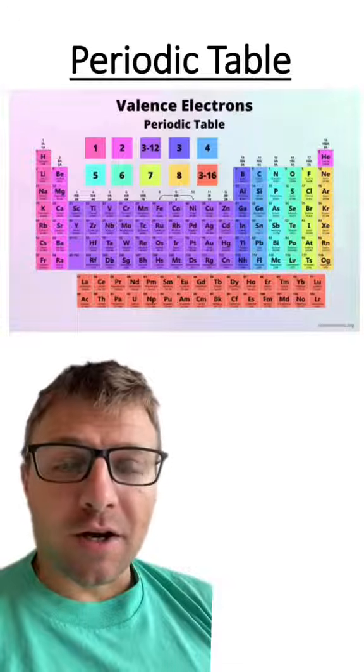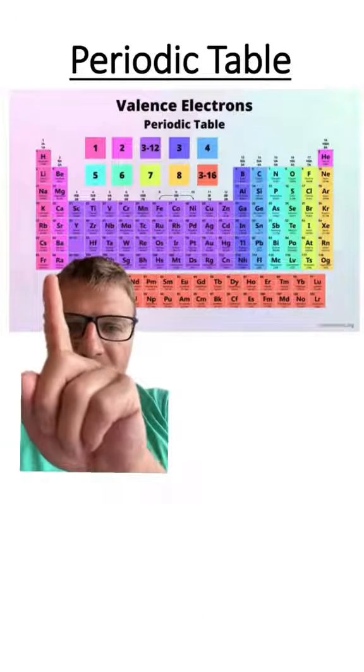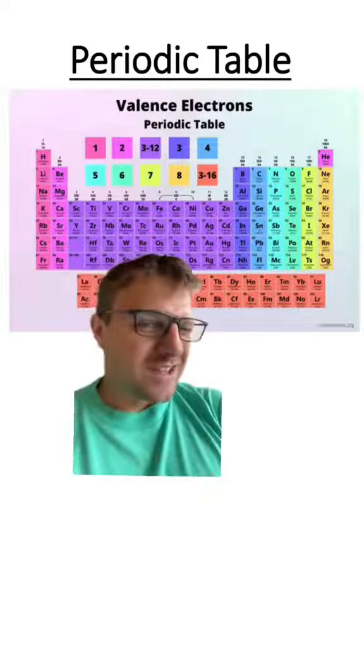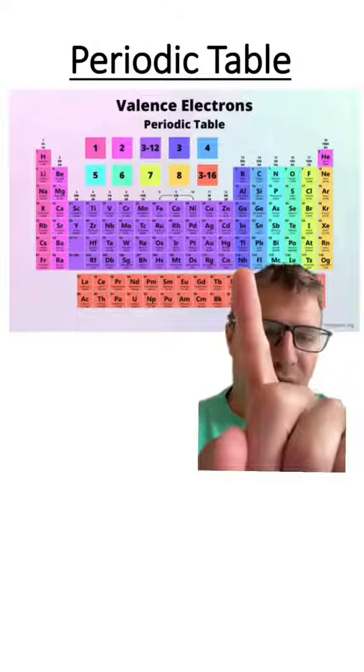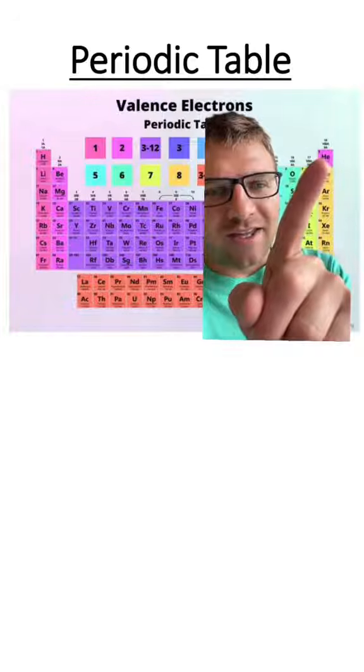Here's a pretty simple periodic table that shows us the number of valence electrons an element has. Remember, in these first two columns, we have 1 valence electron and 2. In these middle ones, there's kind of just a random number. Then in column 3, there's 3, 4, 5, 6, 7, 8. But don't forget about helium, which has 2.